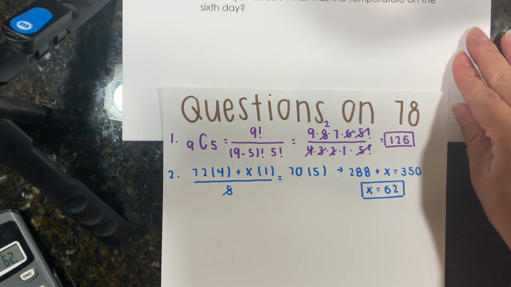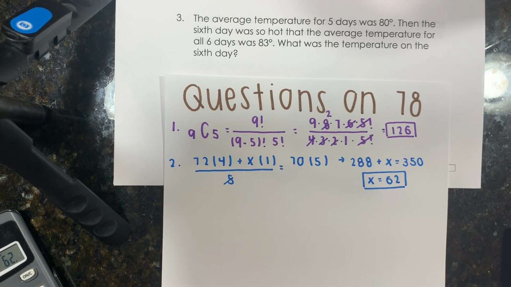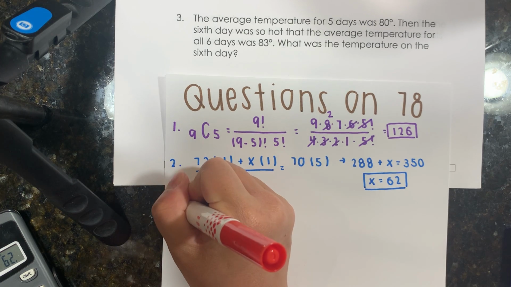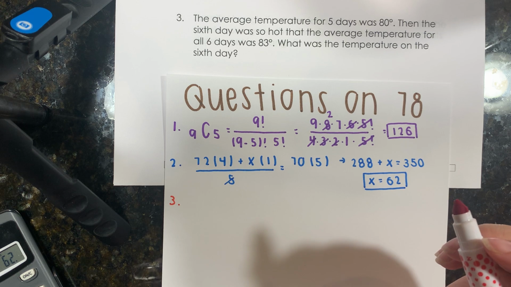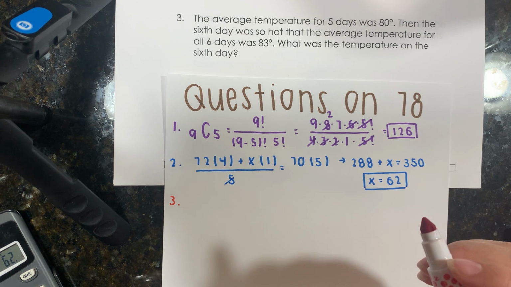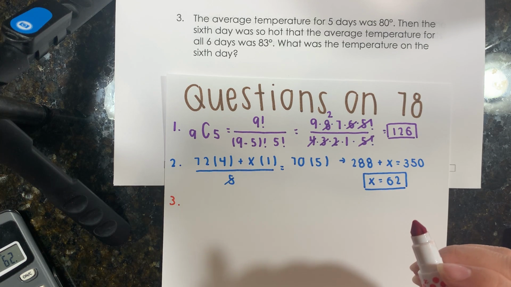Now moving on to number 3, this is another overall average problem, so more of a concept review problem than a new problem. So number 3, it says the average temperature for 5 days was 80 degrees. Then the 6th day was so hot that the average temperature for all 6 days was 83. What was the temperature on the 6th day?